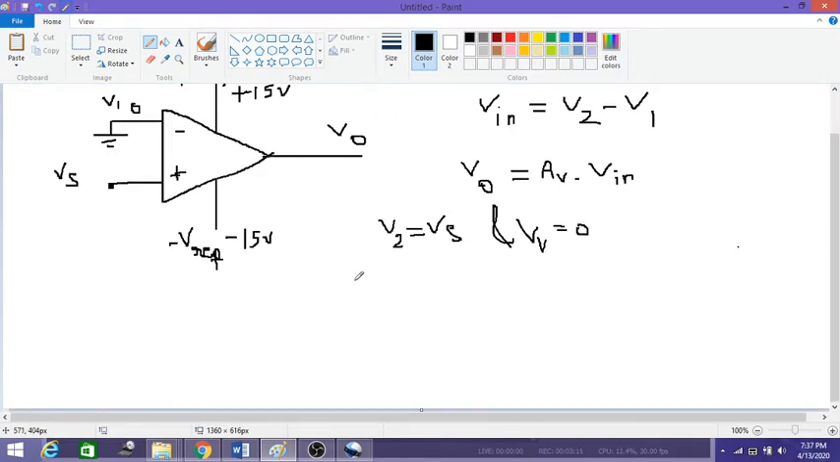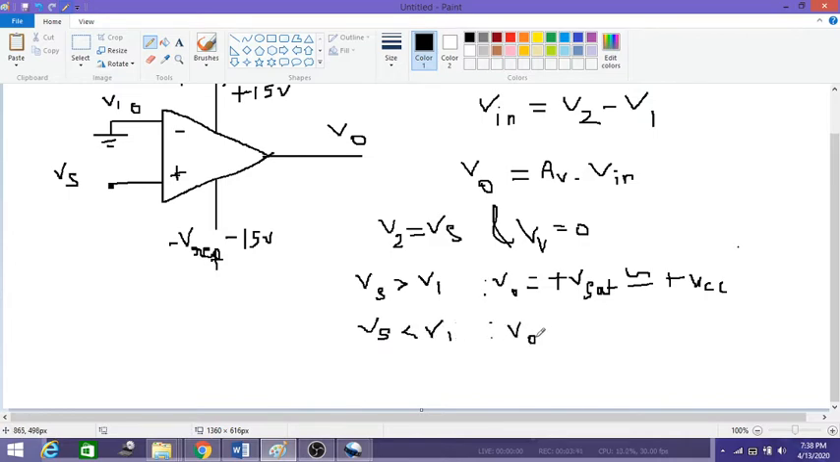Now when the Vs value is greater than V1, then we will get an output voltage V0 is equal to plus V saturation, which is approximately equal to plus VCC. And if the Vs value is less than V1, then we will get an output voltage V0 is equal to minus V saturation, which is approximately equal to minus VCC.